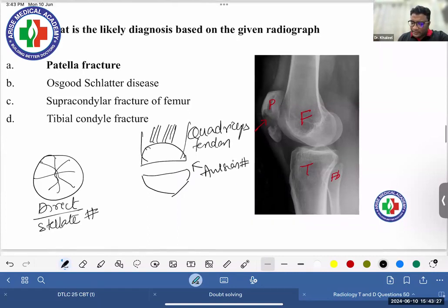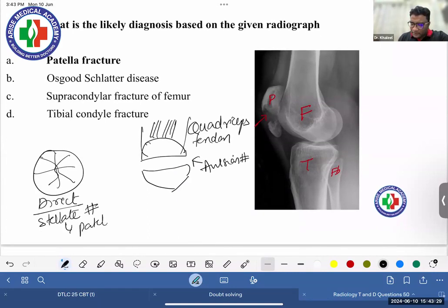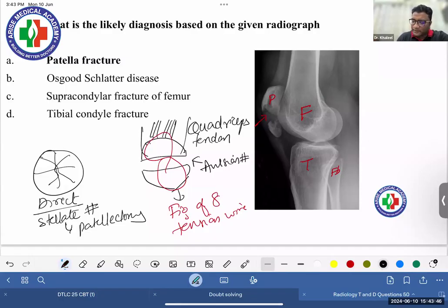And for a direct patellar fracture, you go for patellectomy, right? So you cannot treat this properly. A lot of erosion and arthritis will develop. Here you go for figure of 8 tension wire binding. So what is shown here is an avulsion fracture of the patella.